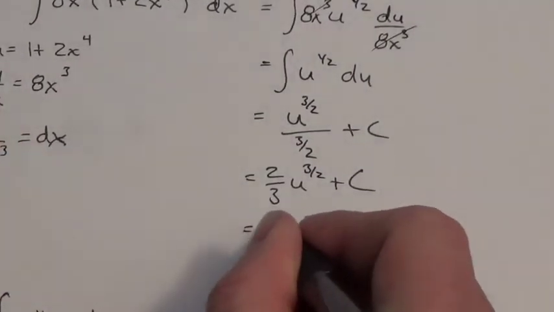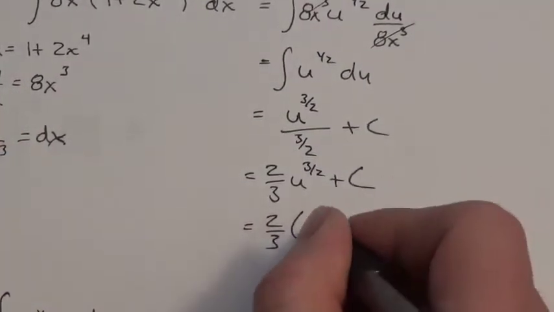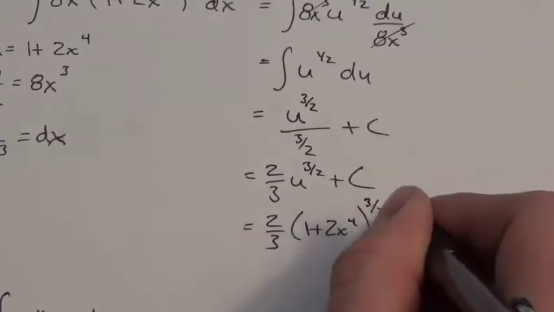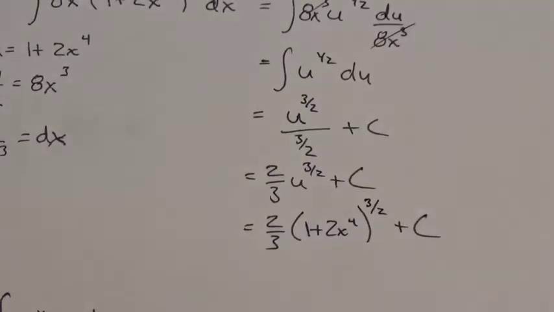I should go back and make this 2/3 times 1 plus 2x to the 4th, all to the 3/2 plus c, and that's the integral that I'm looking for. And you can verify that that's true by taking the derivative of this, and you will see that actually you go right back to that original question there.